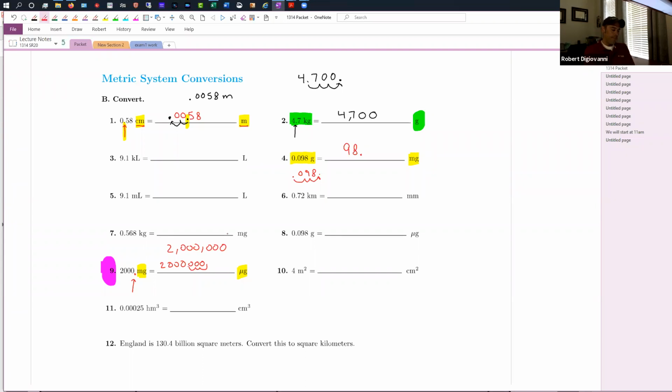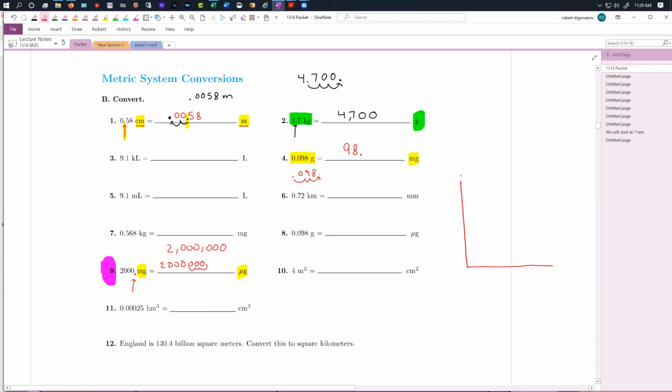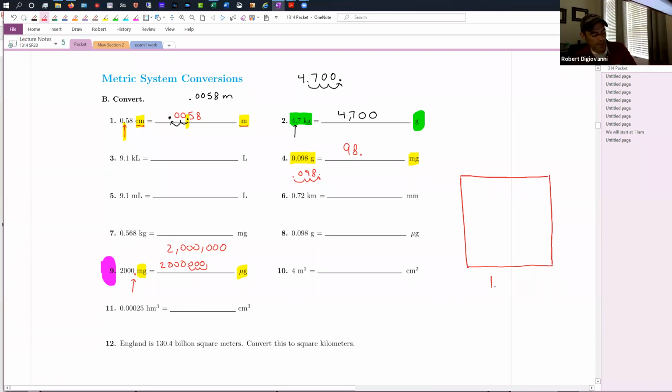Now, here's where things get even crazier. Y'all ready for this? I'm going to try and explain this the best way I can. I want us to take a look at a picture. I'm going to draw something here. I'm gonna tell you right now that this is 1 meter by 1 meter. Okay, so it's like a little box, a little square. It's 1 meter long, 1 meter tall.